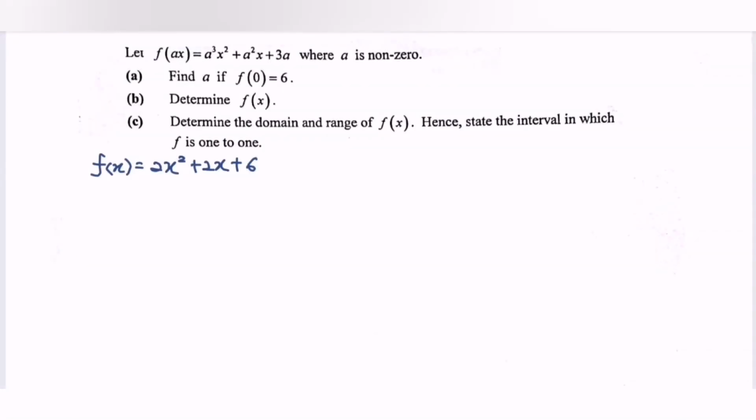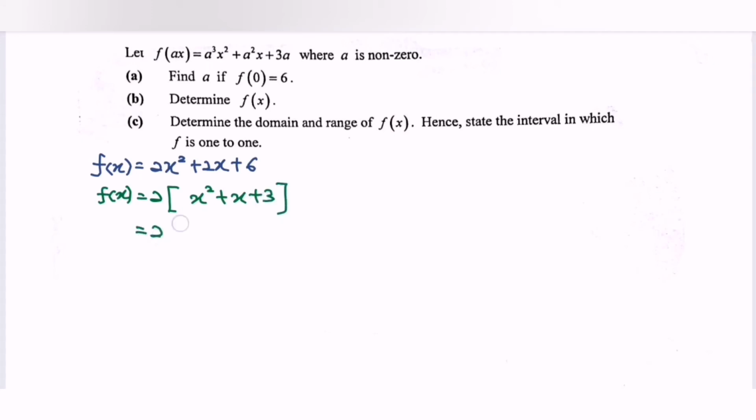So kindly focus on C. Determine the domain and range for the function f(x). Hence, state the interval in which f is a one-to-one function. My suggestion is to make sure the quadratic equation is in the standard form. So let's complete the square for the function f(x). f(x) is equal to 2 (x squared plus x plus 3). Let's start completing the square.